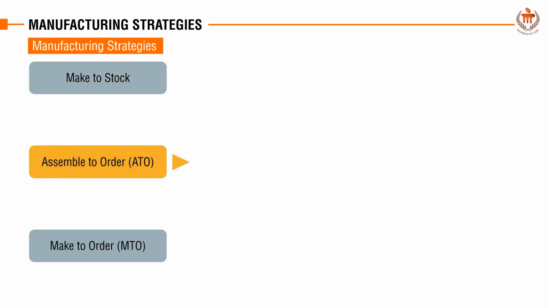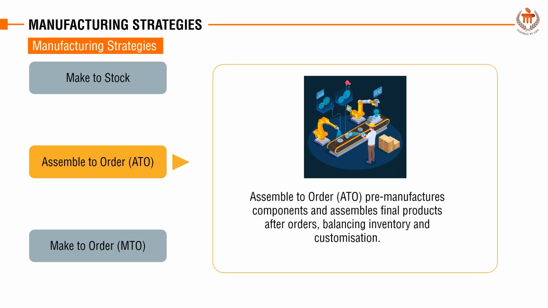Second is assemble to order. Conversely, assemble to order, often termed as ATO, involves manufacturing components or sub-assemblies in advance and then assembling them into final products only after receiving customer orders. This strategy allows for a balance between inventory management and customization. For instance, a computer manufacturer might keep various components like processors, memory, and hard drives in stock and assemble the final product based on the specific configuration requested by a customer.